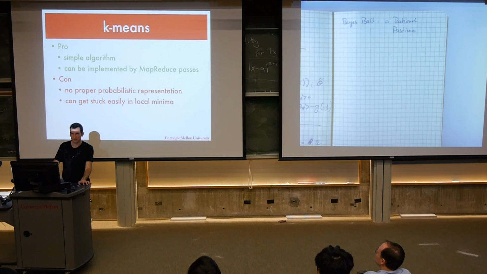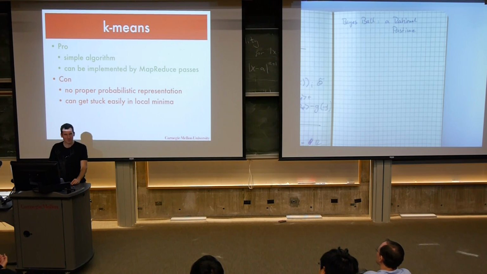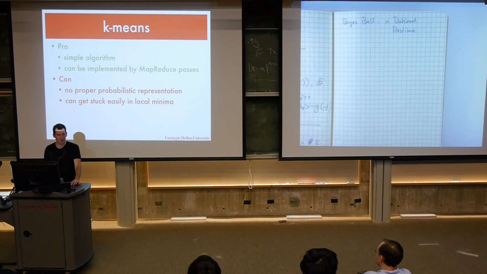You can implement it through MapReduce, and at some point people made an industry of that. And they said, well, clustering is solved because we can do MapReduce. As a matter of fact, if you look at what Mahout is doing, they still claim that this is what clustering is all about. The problem is, it's a bad model in terms of probabilistic representation. It can get stuck in local minima and lots of other things, so it's actually not a very great algorithm.